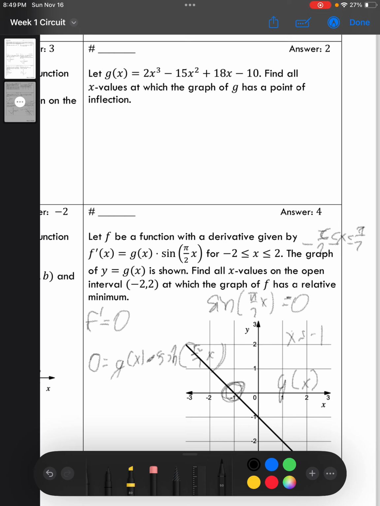So sine of pi by 2x is equal to 0. If we draw a unit circle, that's what I like to do, where is sine equal to 0? Sine is equal to 0 here and here, so at 0 and pi.